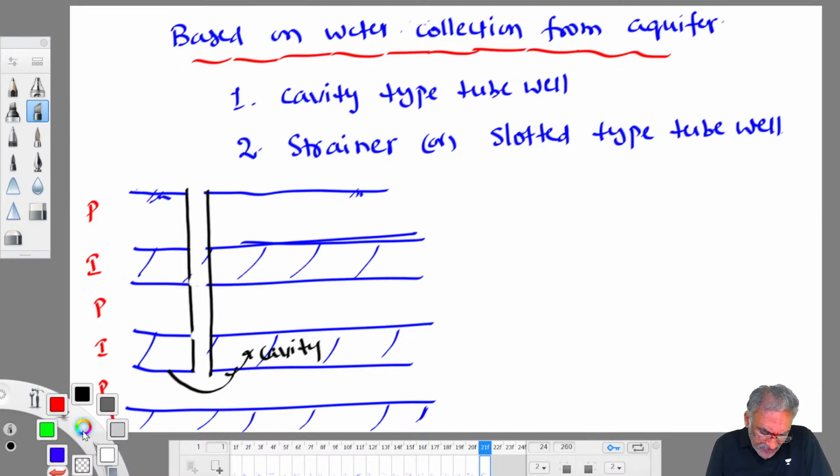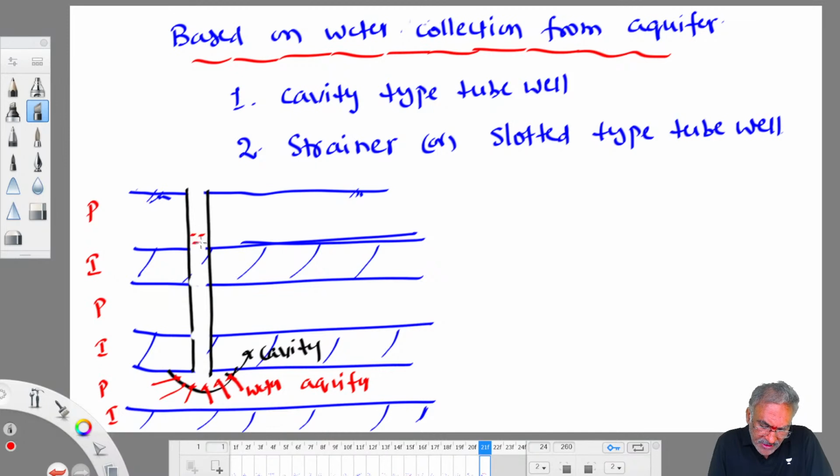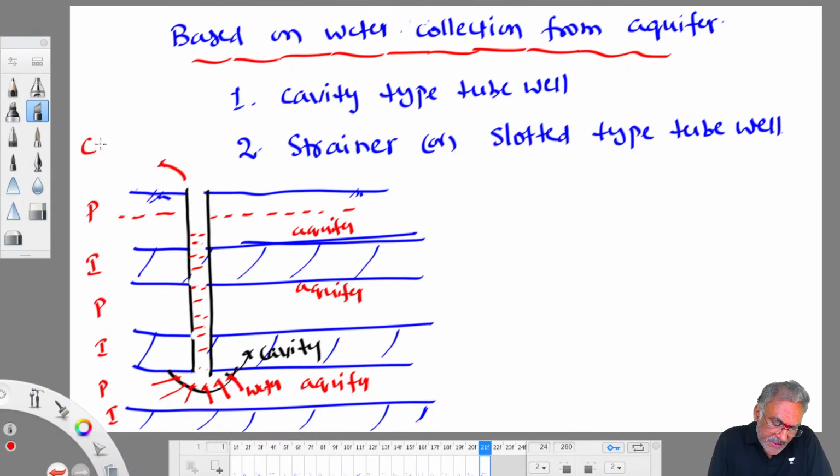So these holes start collecting water from this portion of the aquifer. So water in this aquifer rushes into this well from here. This is the water, and water finally accumulates in this well. No water is collected from this region. Here also water is there, but it doesn't collect this water. This is also aquifer. This is also aquifer. But this aquifer it collects water. Only one aquifer it can tap by making a cavity at its bottom. This is called cavity type tube well.